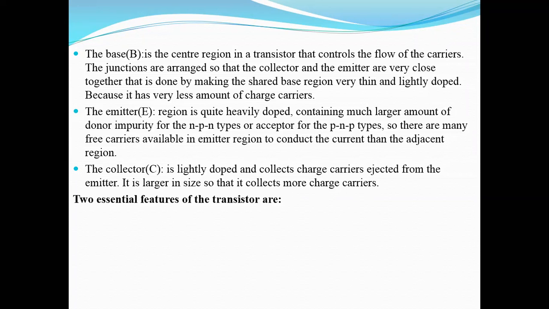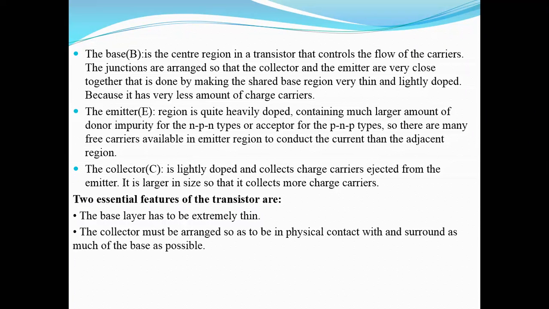So there are 2 essential features of the transistors. The first one, the base layer has to be extremely thin, like a piece of hair. And the other one, the collector must be arranged around the base. It has to be in physical contact with the base, and it has to surround the base part. Why? Because the collector collects the ejected charge carriers from the emitter. That's why it has to be very close to the base.